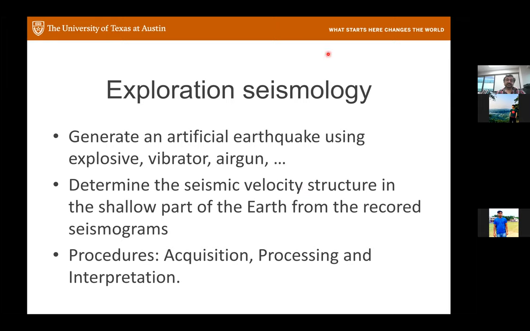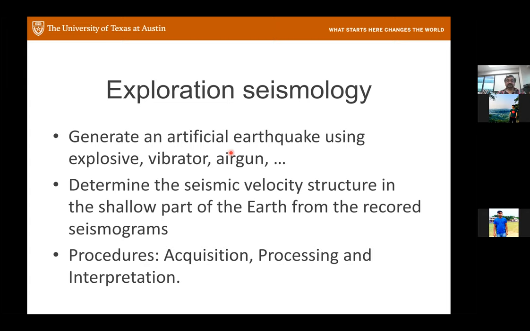So exploration seismology, unlike earthquake seismology where the source is not under our control, is where we carry out controlled experiments. So we generate artificial earthquakes, but small ones. We cannot generate big earthquakes, because that will cause a lot of damage. So we generally generate a small artificial earthquake, which propagates through a small region of the Earth that we're interested in.